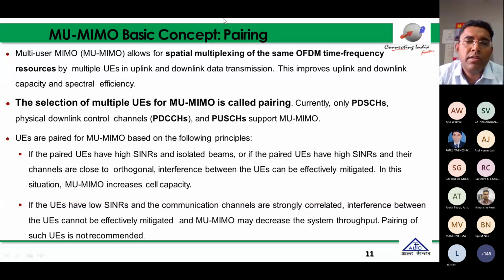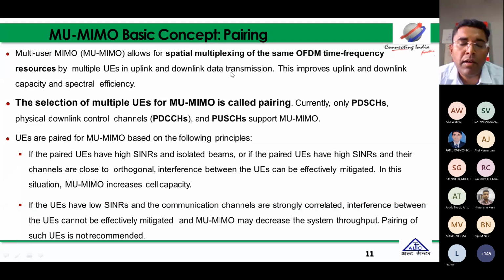And one main concept towards multi-user MIMO. Single user MIMO, I have discussed, is point-to-point MIMO. For multi-user MIMO, the basic concept is pairing. What does pairing mean? The selection of multiple UEs for multi-user MIMO is called pairing. It is about how two UEs are spatially separated so that orthogonality between the two radio channels may be achieved. That selection of two different spatially separated UEs is called multi-user MIMO pairing.